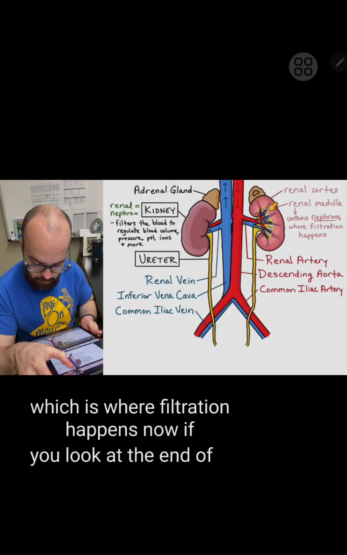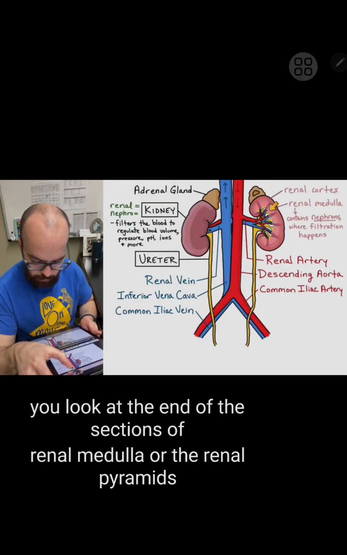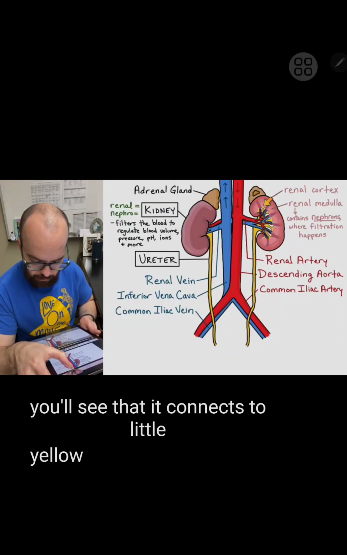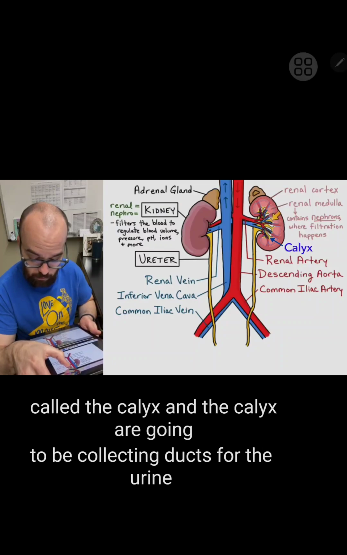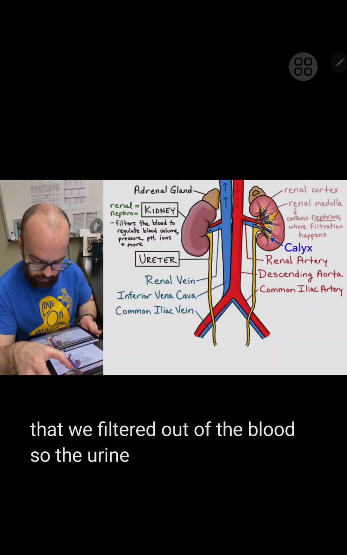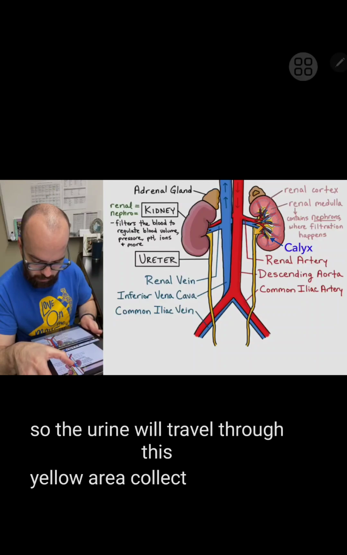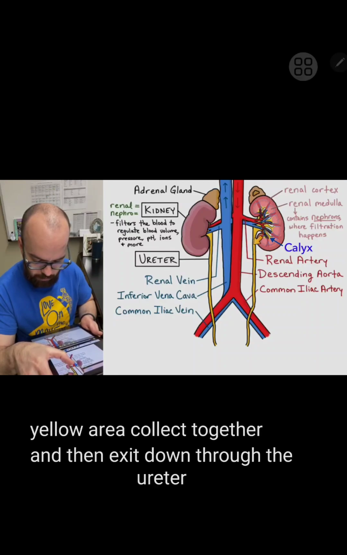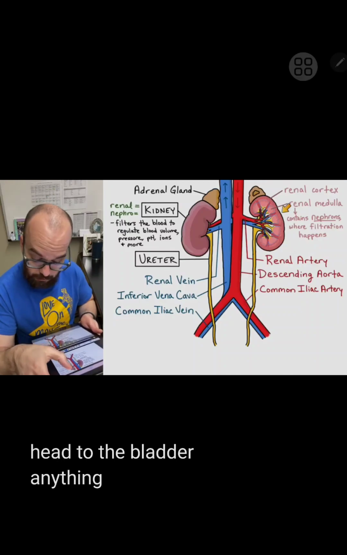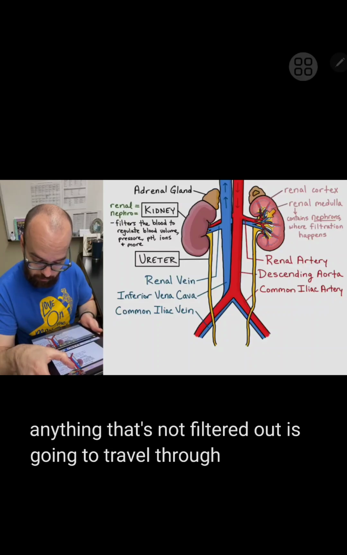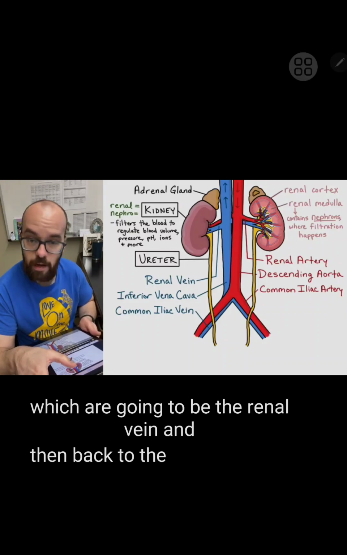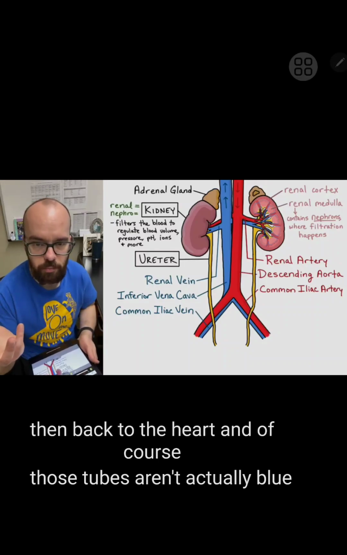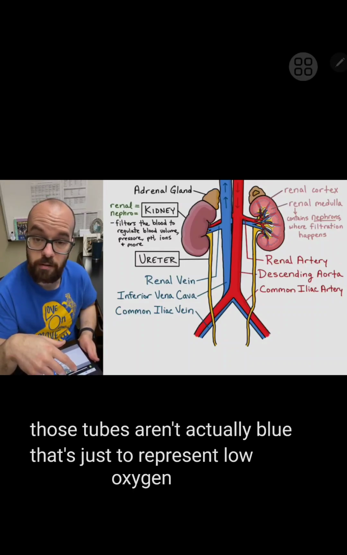Now, if you look at the end of the sections of renal medulla or the renal pyramids, you'll see that it connects to little yellow spaces right there. Those are going to be called the calyx, and the calyx are going to be collecting ducts for the urine that we filtered out of the blood. So the urine will travel through this yellow area, collect together, and then exit down through the ureter to head to the bladder. Anything that's not filtered out is going to travel through the blue tubes here, which are going to be the renal vein, and then back to the heart. And of course, those tubes aren't actually blue. That's just to represent low oxygen blood.